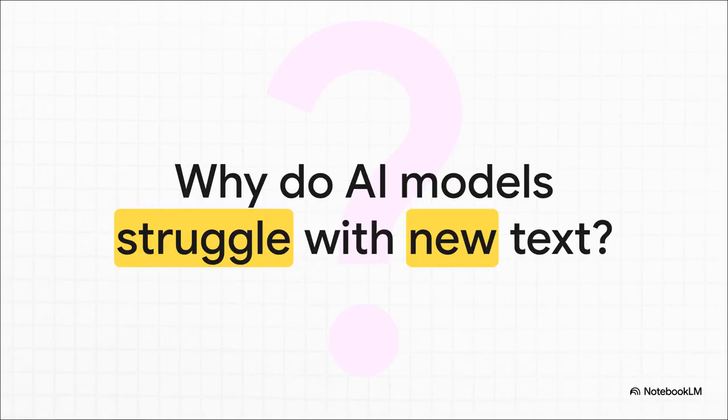Okay, so let's just dive right in with a question. You've got this state-of-the-art language model, right? It's a genius. But then you feed it a new kind of text. Let's say legal documents or medical research, maybe even just a different language, and it just kind of falls apart. So why is that? How can something so powerful get so easily confused? The answer isn't about intelligence. It's all about its dictionary.